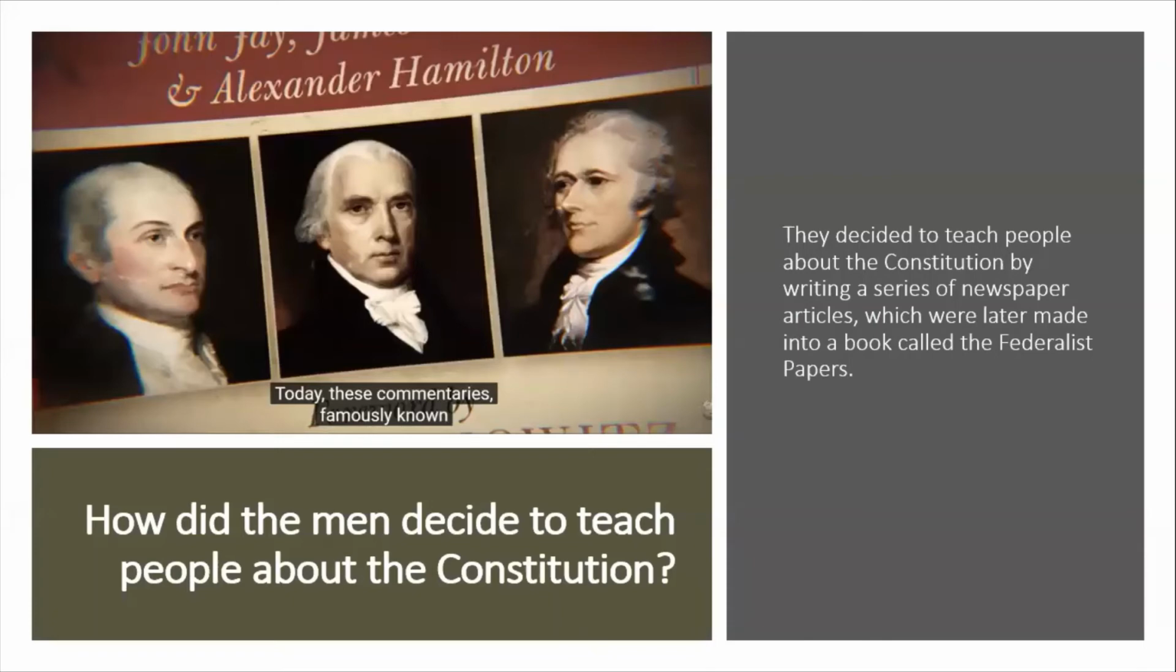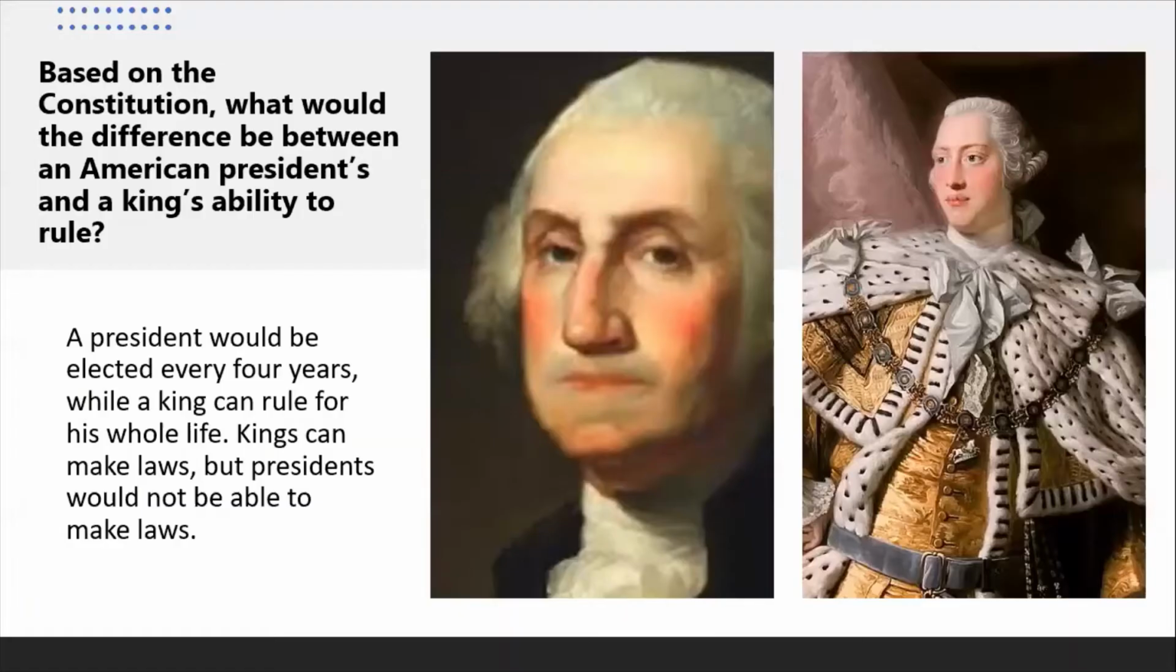How did the men decide to teach people about the Constitution? They decided to teach people about the Constitution by writing a series of newspaper articles, which were later made into a book called the Federalist Papers.